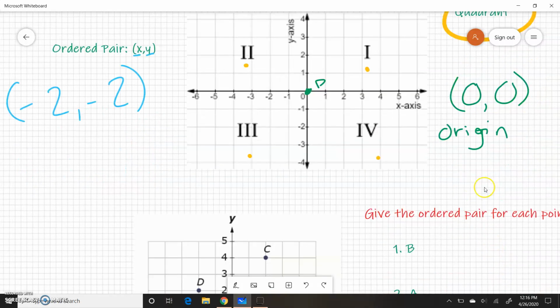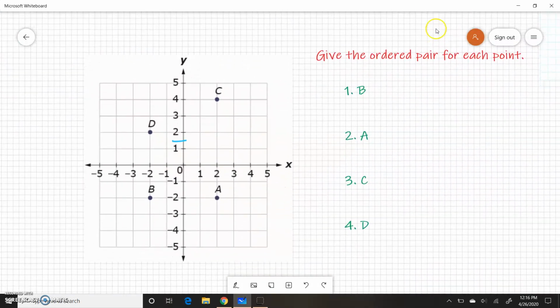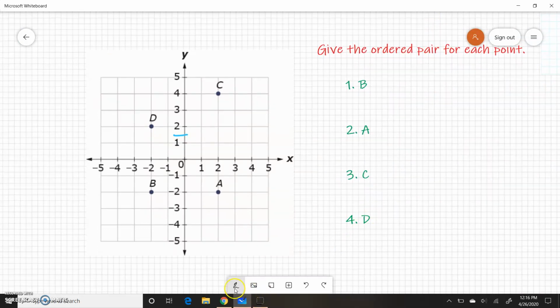Okay, now we're going to look at some examples of questions that you're going to have today. I don't know what that blue line is, but we're going to get rid of it. Okay, the first type of question they're going to give you is they're going to have points plotted on the coordinate plane, like on the left of the screen in the picture. There's different letters plotted on the graph. And you're going to have to identify what are the ordered pairs.